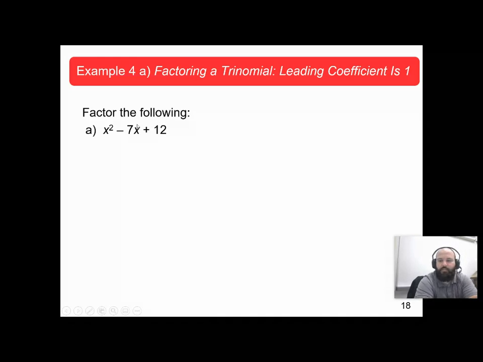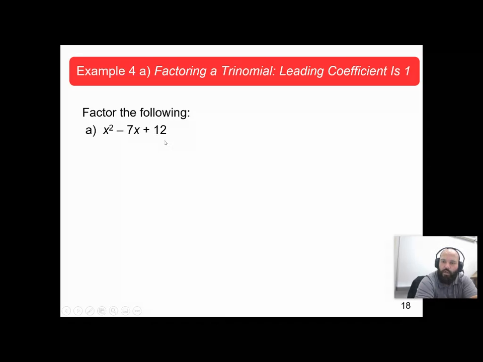The first thing we need to realize is that if two numbers are going to multiply and be positive, but add and be negative, both of those numbers need to be negative. So in this case, a negative times a negative will give us a positive, but a negative plus a negative will be negative. The next thing we need to do is go through the factors of 12.